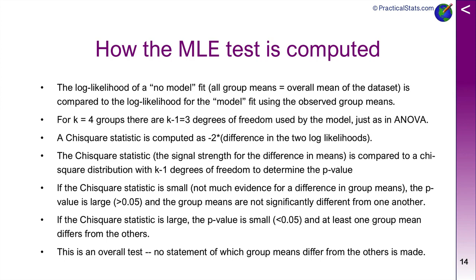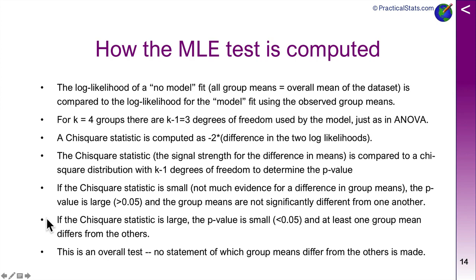So -2 times the difference in the two log likelihoods is a chi-squared statistic, and that statistic is a measure of the single signal strength for the difference in the means. So if that number is large, we're going to find out that the means are different and reject the null hypothesis of no difference. If the chi-squared statistic is small, there's not much evidence for a difference between the model log likelihood and the no model, all the same means log likelihood. If there's not much difference there, then it won't find a difference between the groups.